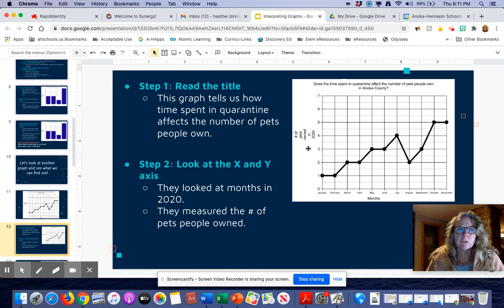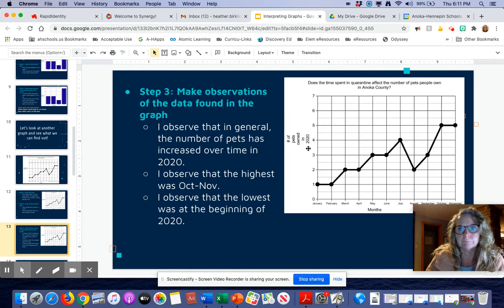And then on the other axis, they measured the number of pets owned in 2020. And we know that quarantine started in March, or end of February and beginning of March, people were starting to stay home. So we want to look at the data and think, okay, what can we learn from this?